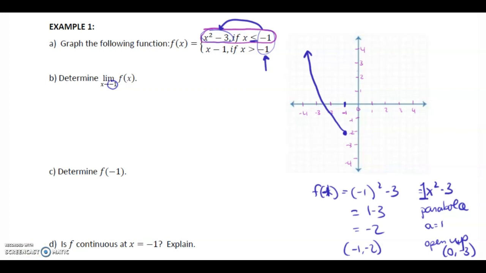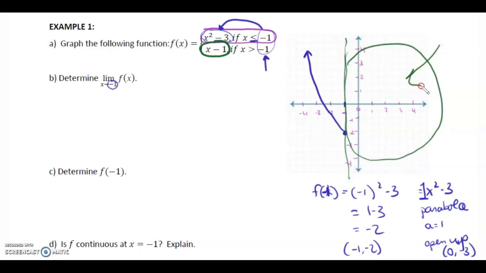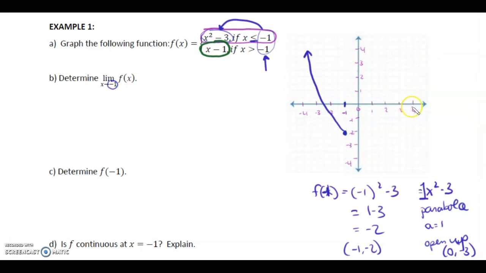Okay, so now let's take a look at the second part of the piecewise function. We have x minus 1, and this is for all x's greater than -1. So again, we have -1 right here, and we're looking at this section. We're looking when x is greater, so all of these numbers here and up to infinity. Okay, so let me clean that up.